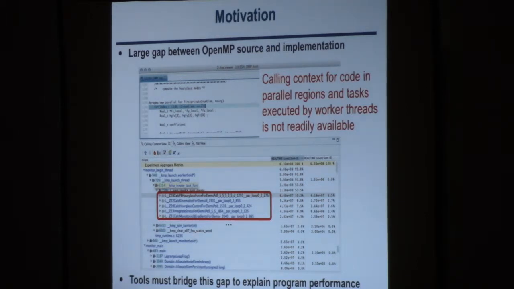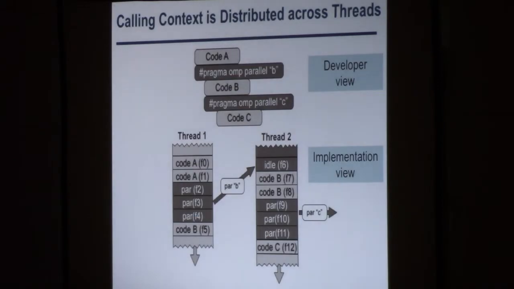The problem is that as a tool developer, you lose focus on how all of this stuff fits into the larger whole. You need tools to bridge the gap to explain program performance. And I would argue that in this form, it's really not very easy to digest. The fundamental problem is that the calling context is distributed across threads.